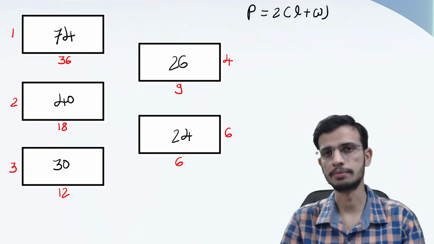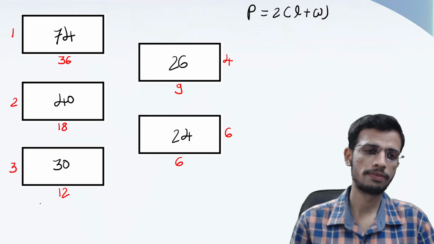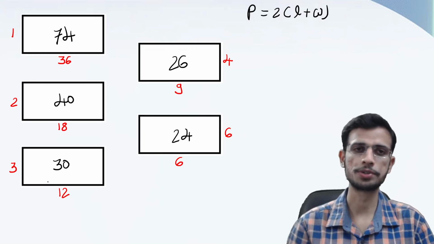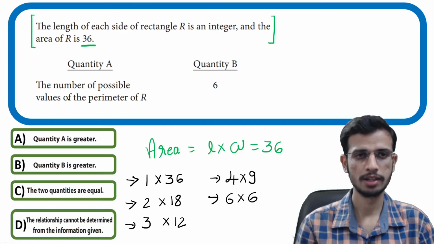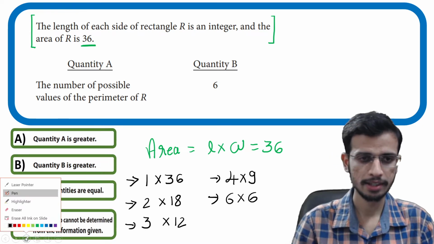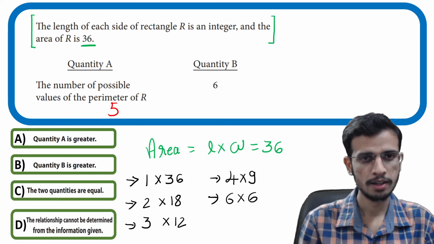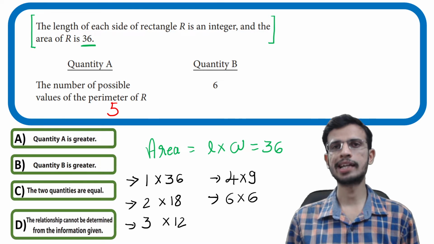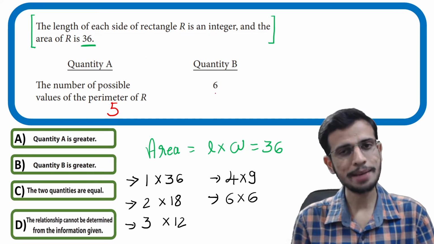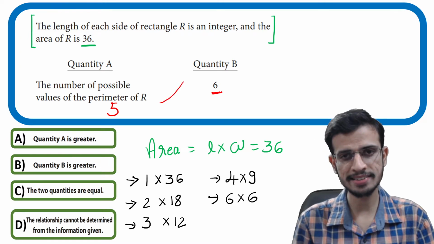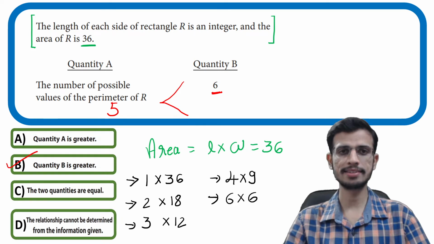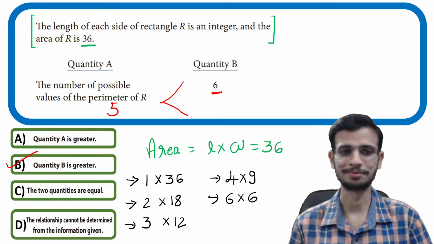No two perimeters are equal. We can't calculate same value twice. We have to find distinct values. We got 5 values. The number of possible values of perimeter of R is 5, right? There are 5 unique rectangles satisfying this condition. Quantity B is 6, so we can definitely say 6 is greater than 5. So option B will be correct answer. Quantity B is greater than quantity A.